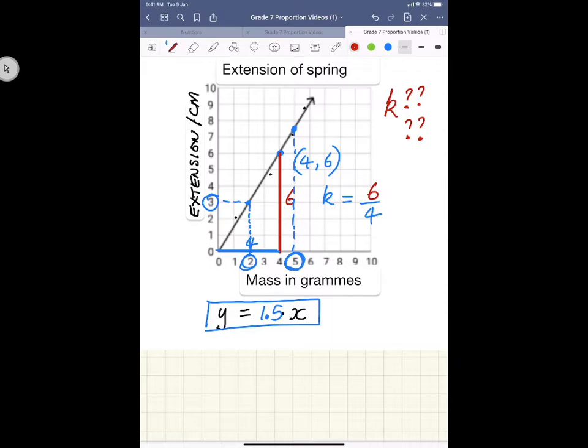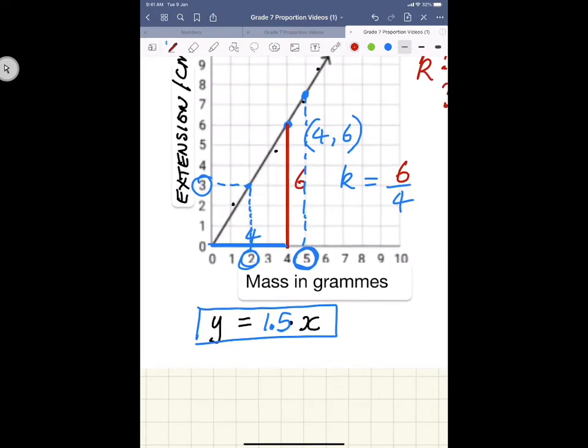This is why we always do something to the x to get the y. Now think about this particular experiment. Which of those two variables has an impact on the other variable? Do we have some extension and then that determines the mass, or as we add more mass on, that becomes more extension? Which way around is it?